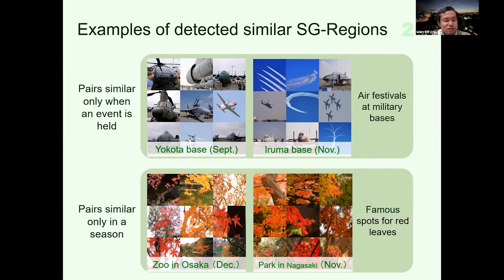So if you want to visit some famous spots for these beautiful red leaves, you can say, okay, I want to go to some places like the ones I have visited before, but not in this area, in some other area, then you can find it like this.